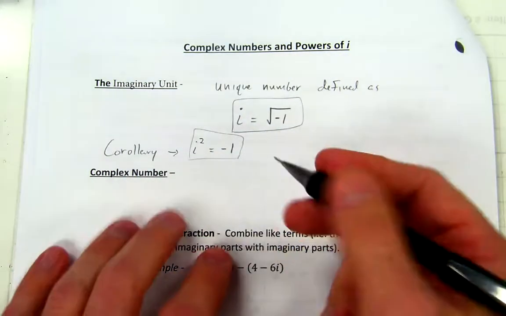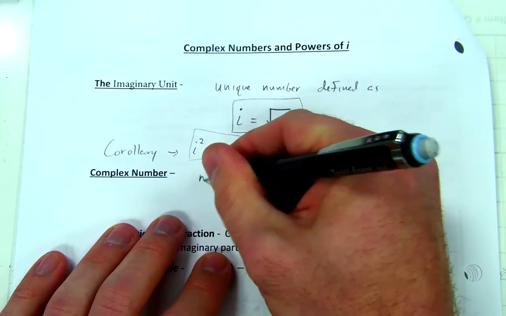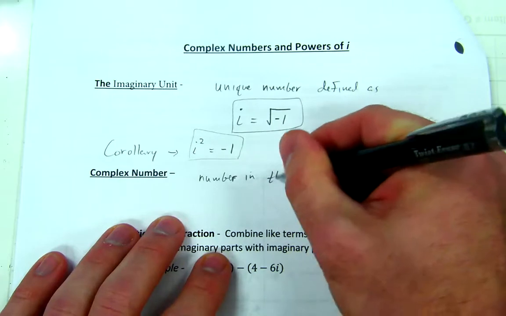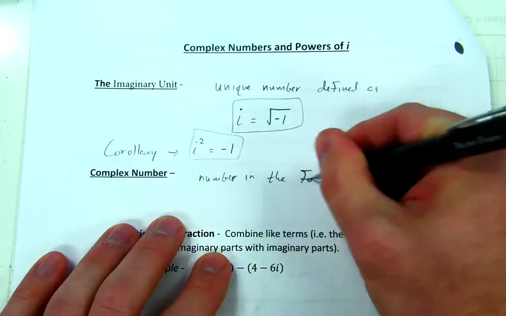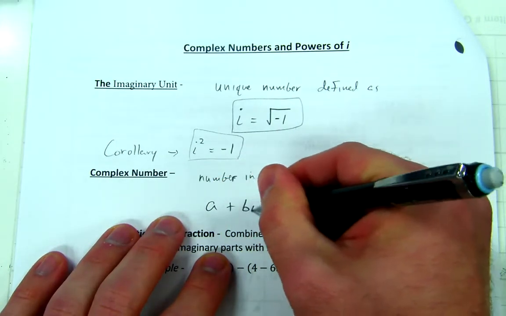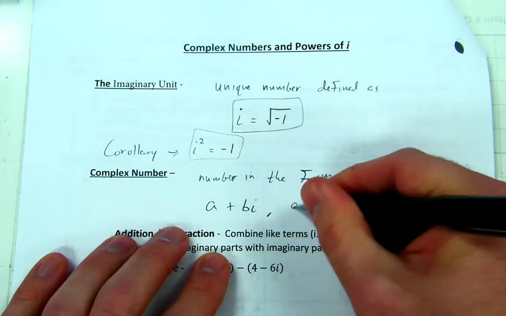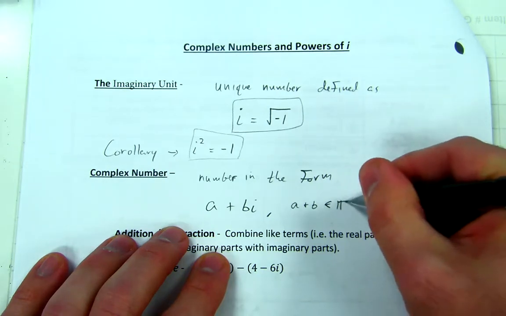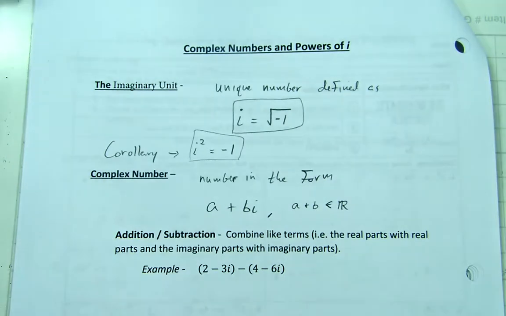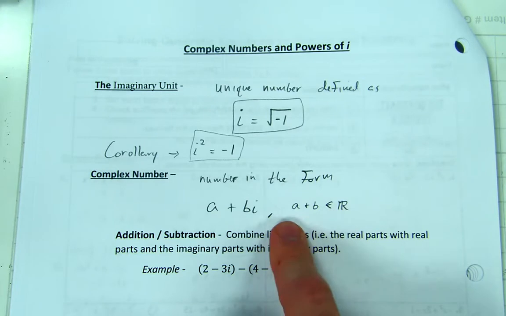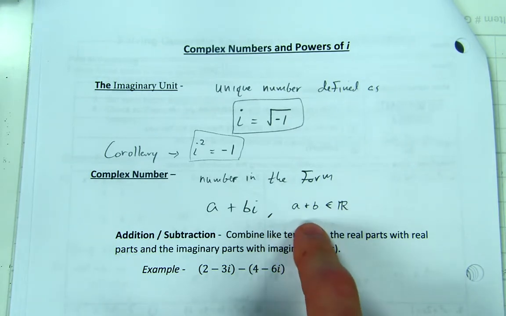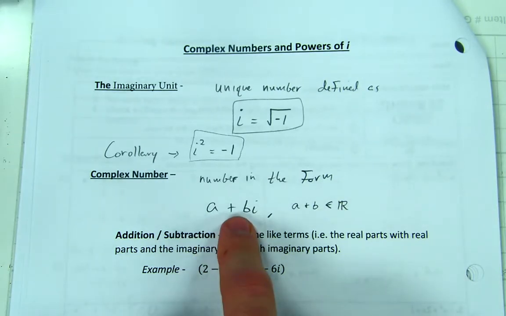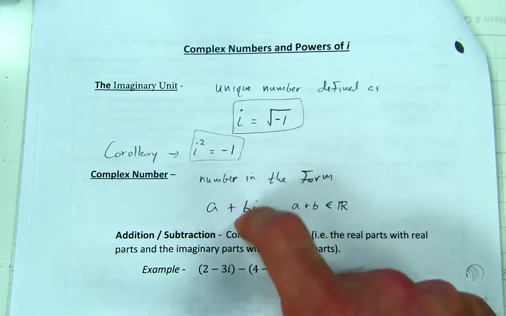A complex number is a number in the form a plus bi, where a and b are elements of the real numbers. So a and b are real numbers like 4 and 6 and pi and square root of 2 and -6 and any number you can basically think of. a and b are just real numbers, and i is what this definition is here.